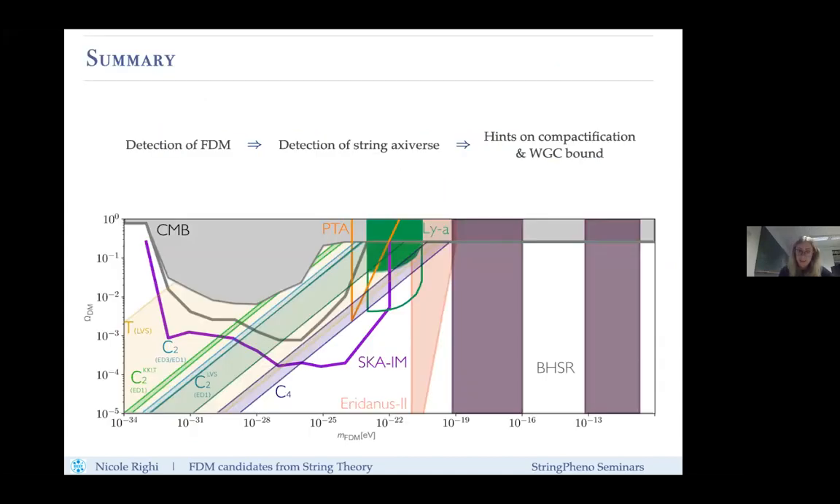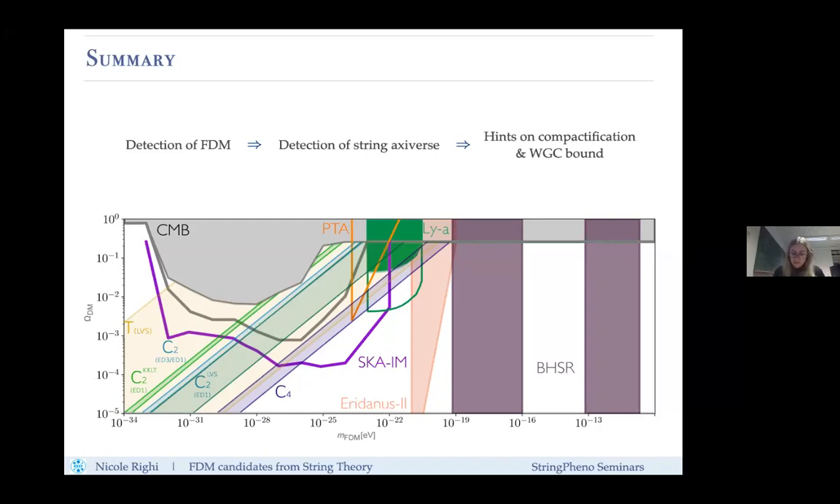What you're seeing here is our prediction of string axions behaving as possible fuzzy dark matter candidates. The plan of my talk will be to go through all these different bands that are the results of this work, to comment on them, and to comment on how we got them from a type 2B Calabi-Yau compactification.